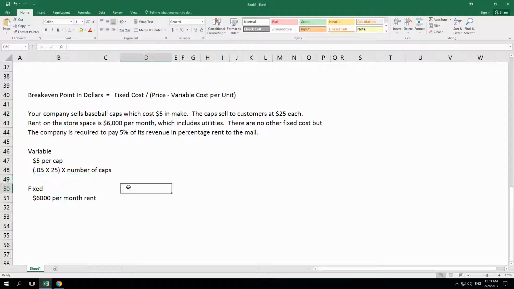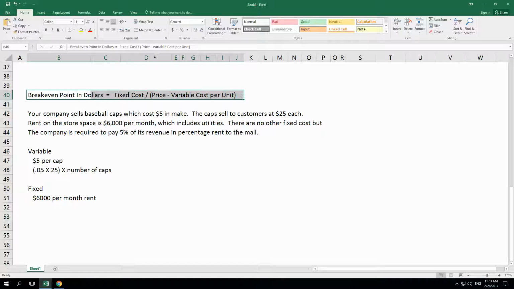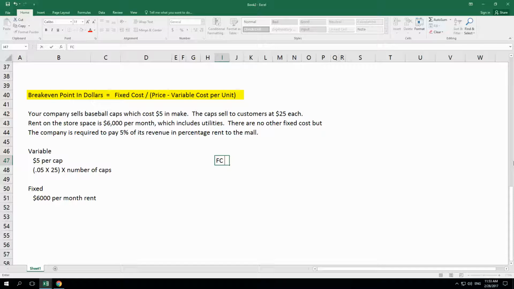So our goal here is to get this into our formula. Our formula for break even in dollars is we take the fixed cost, so maybe we can do it out here. We'll take our fixed cost divided by, and we'll abbreviate, price minus variable costs per unit. And that will give us our break even in dollars.